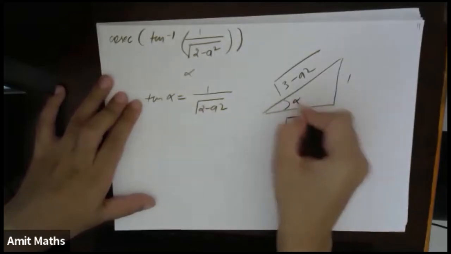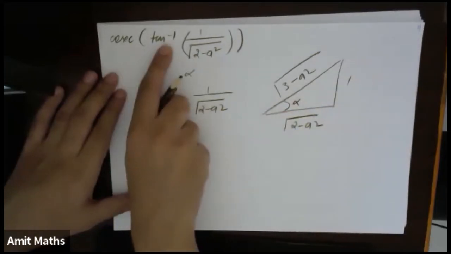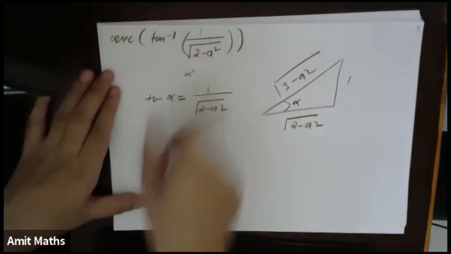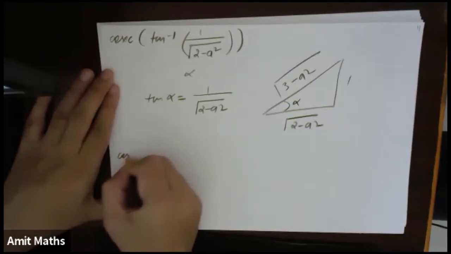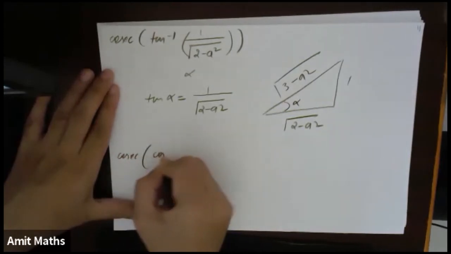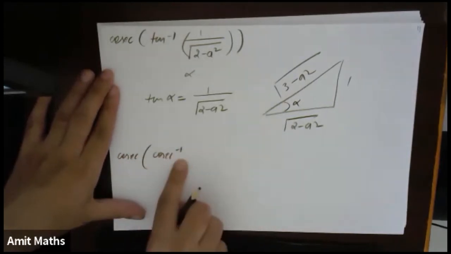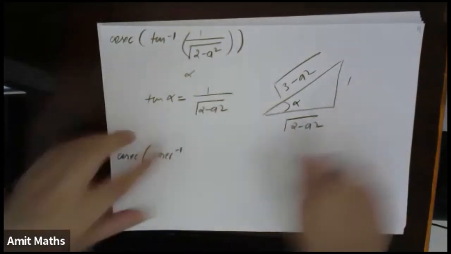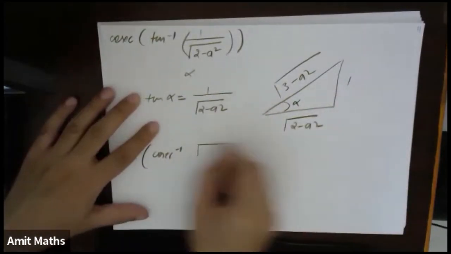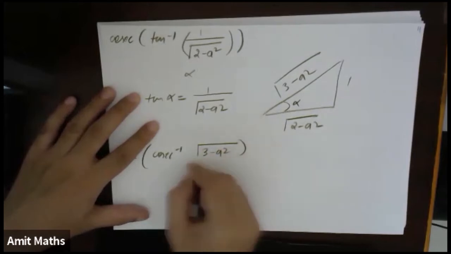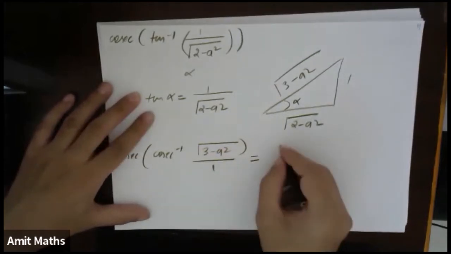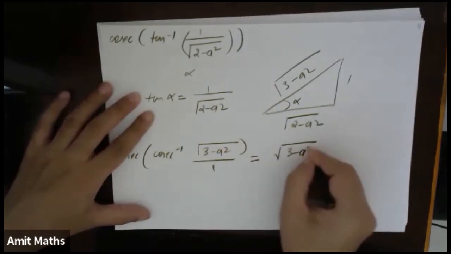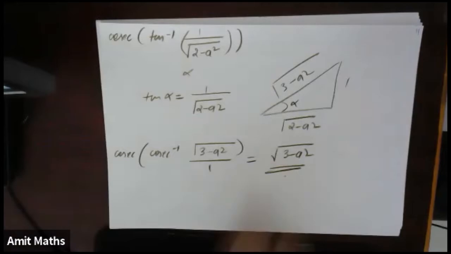And this is alpha. So cosec of cosec inverse alpha, I will write this in terms of cosec inverse. Cosec inverse means 1 by sine. So sine is height upon hypotenuse, and this will become hypotenuse upon height. So this is under root of 3 minus a square by 1. So this will give you nothing but under the root of 3 minus a square. Right? Just check this one.